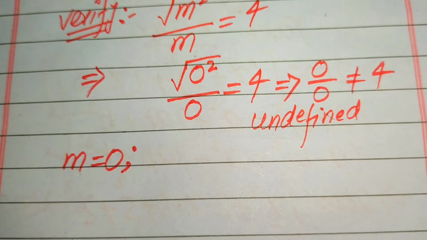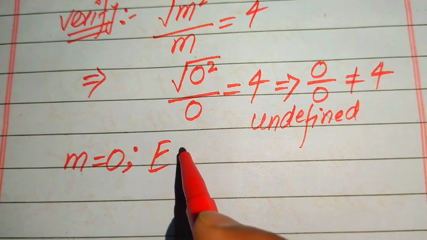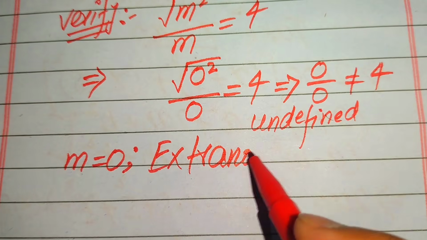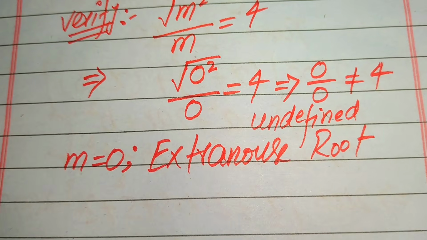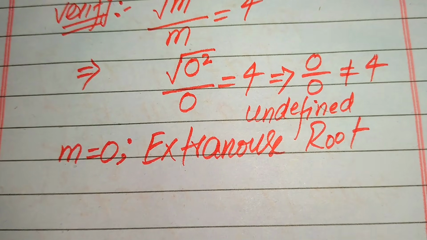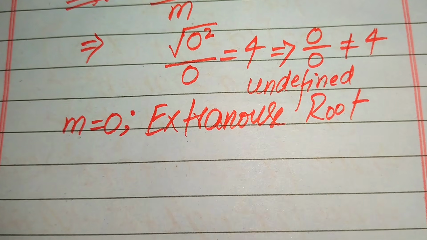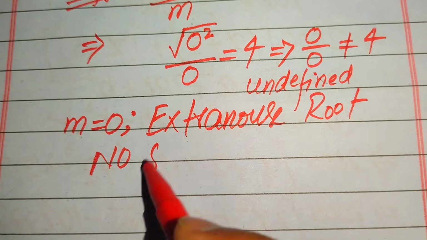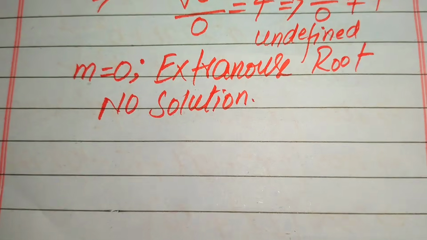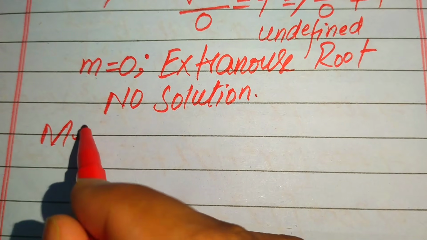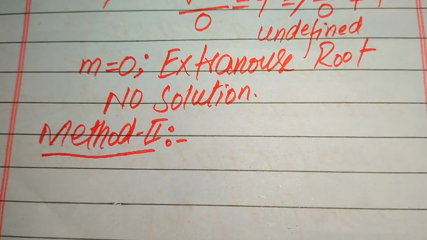And we will say that m is equal to 0 is the extraneous root of the given equation. Okay, so this is the extraneous root because it does not satisfy our given question statement. And further, you see here in the first method we cannot get any other value of m that satisfies our given question statement. So finally we conclude that this question has no solution, which we get from the first method. And now we move towards our second method to solve this problem with another different approach.